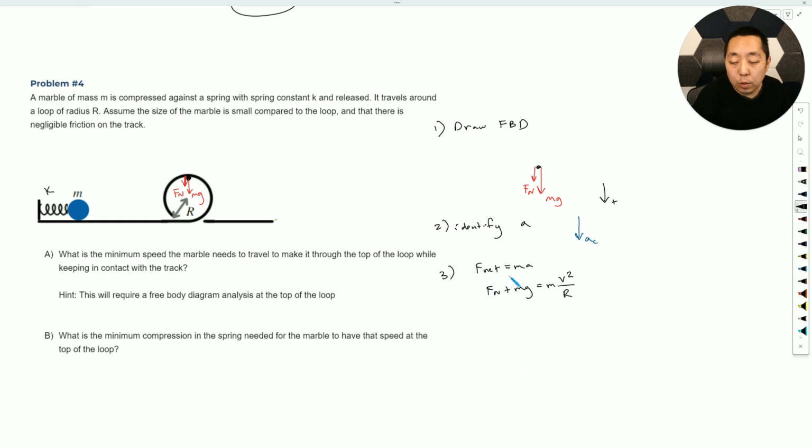Now here's the thing. We want it to keep in contact with the track, but we want the minimum speed, right? So let's solve for v. It's going to be the square root of r times Fn plus mg over m. That's the speed. Now as you go faster around, what's going to change? Well, the r of the loop can't change. It's the fixed track. We're not breaking the track. The mass doesn't change. g doesn't change. Fn is the only thing that changes.